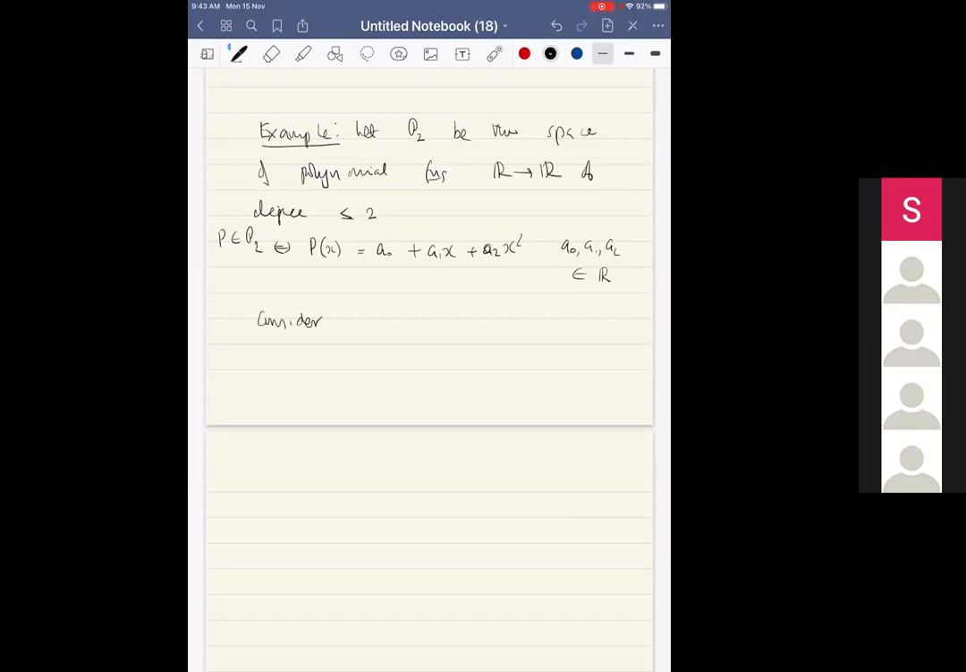Consider the linear map P2 to P2, P going to P prime, the derivative. So let's give this a name. So this is A hat, okay? So in other words, A hat acting on a polynomial is just the derivative of the polynomial.